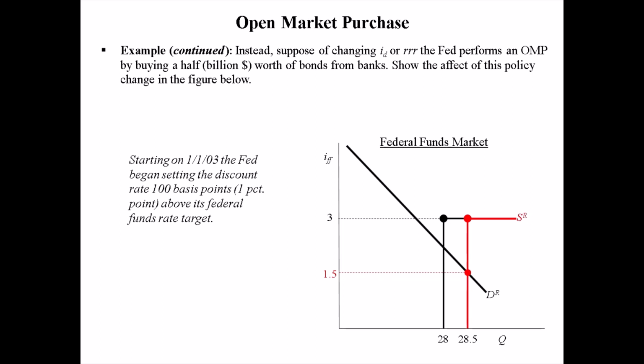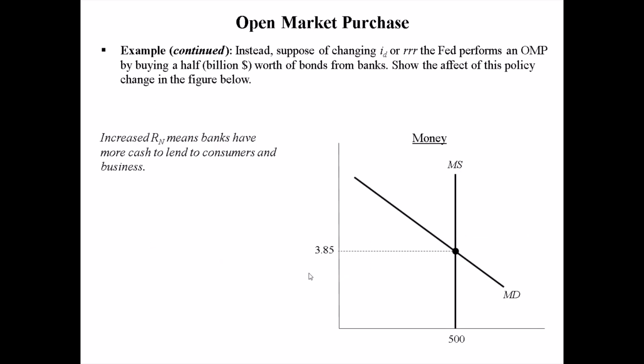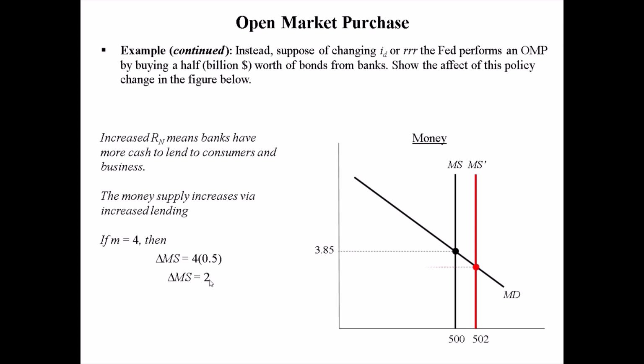Starting in 2003, the Fed began setting the discount rate 100 basis points above its federal funds rate target. So when it lowers the federal funds rate to 1.5, it has to lower the discount rate to 2.5. So the supply curve ends up moving to the right, and then it moves down. Okay? Now, the increase in unborrowed reserves means banks have more cash to lend to consumers and businesses. So if the multiplier is 4, we multiply the 4 by the change in reserves, and that was 0.5 billion. So the money supply will increase by 2 billion. And that lowers interest rates from 3.85 to 2.75.